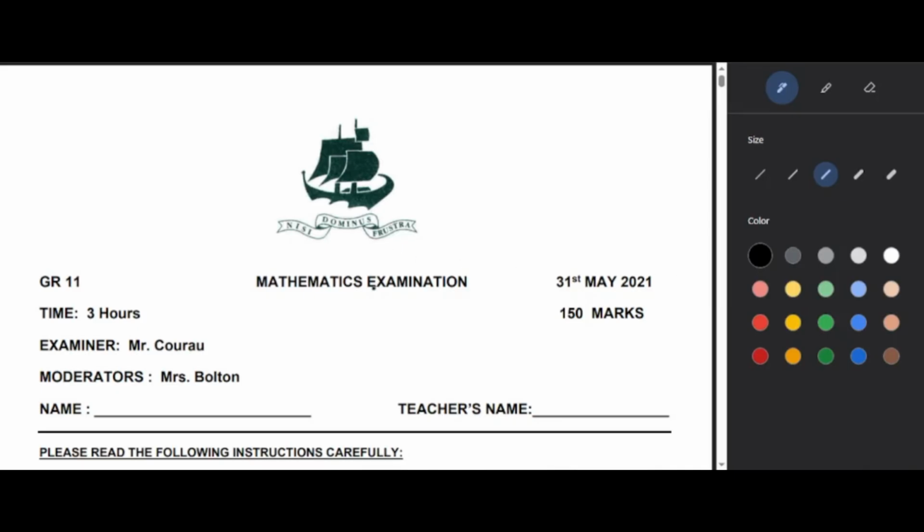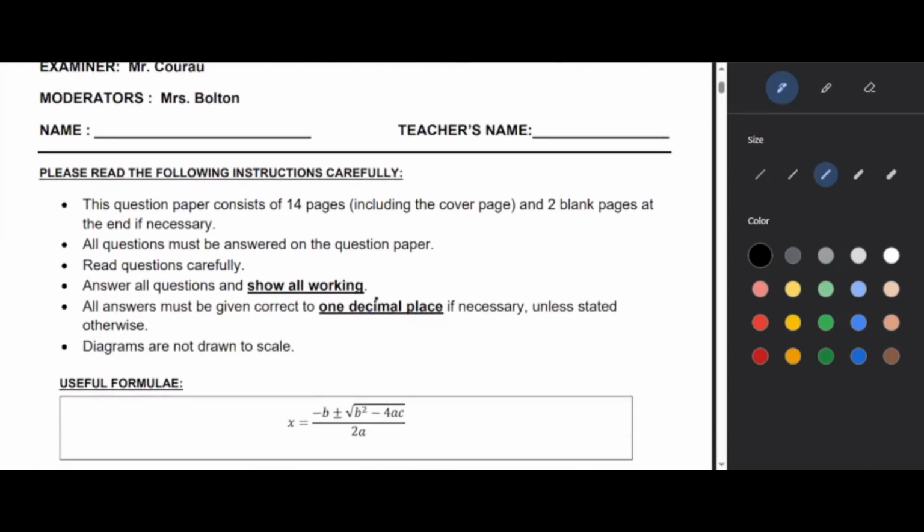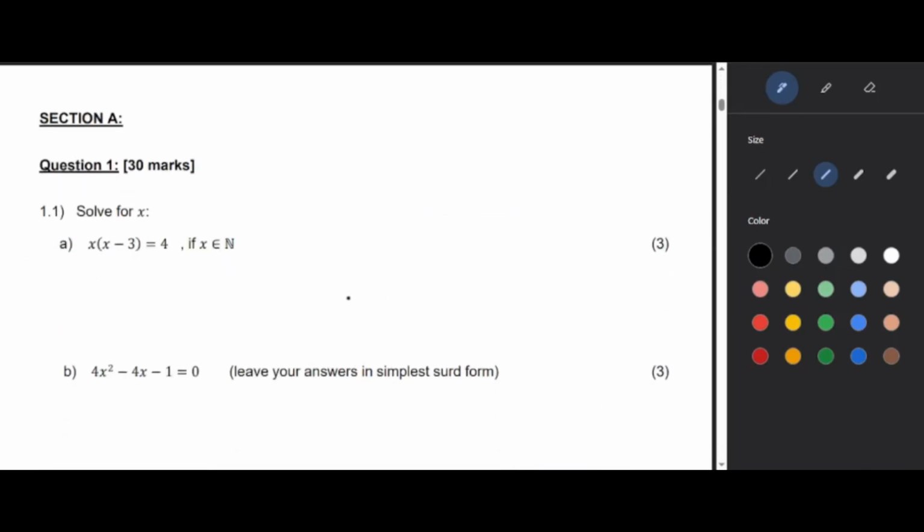So this is the question paper that we're going to discuss, and this is a June past paper. So let's look at question 1. Question 1 is 30 marks. Algebra is where we need to collect all the marks. So I'm just going to dive into the questions without wasting any time.